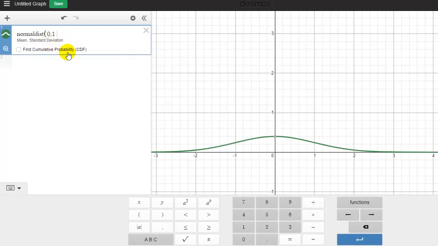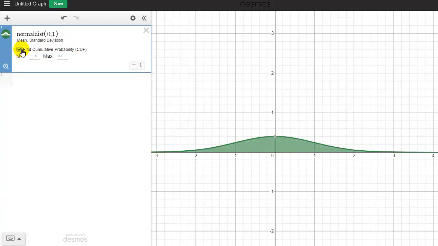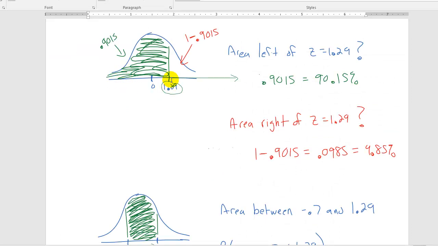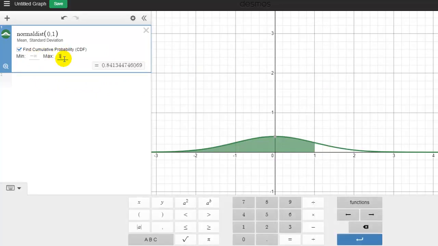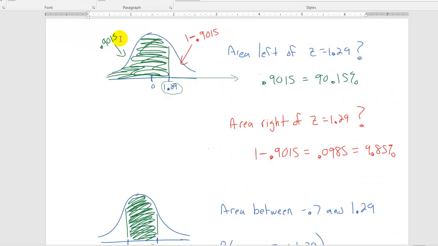And then what I would like to do is find the area to the left of 1.29. So since I'm going to the left of 1.29, visually I'm going from 1.29 all the way down to negative infinity. So I always do chronological, negative infinity up to 1.29 on my calculator. So the default is negative infinity. I'm going to go up to 1.29. You can see it gives me a nice shaded graph and tells me the area to the left of 1.29, which is what we got from the table.